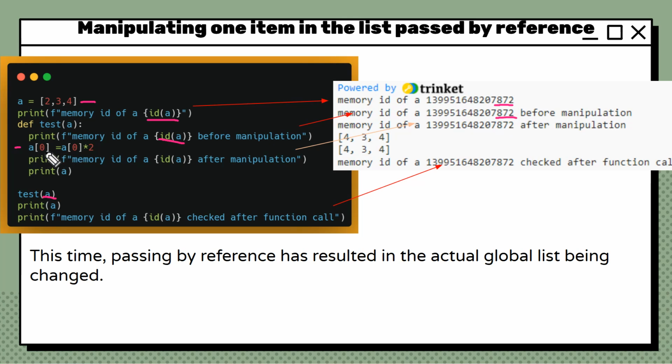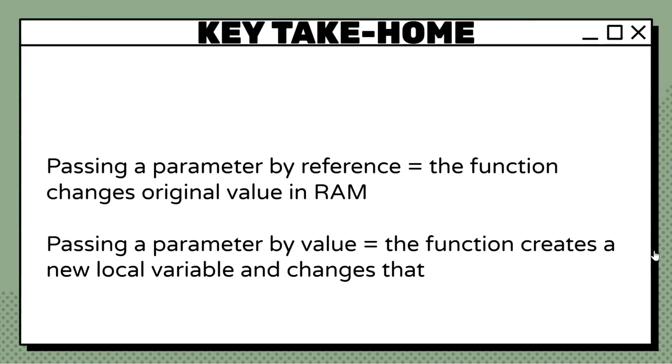We've said A0 equals A0 times 2, so we're referring to that first number 2 there. We've timesed it by 2, so that should be 4. And then after we've manipulated it, if we look at the ID again, we can see that the ID still ends with 872. And then when we print the result of A here, we can see that that 2 got updated, but don't forget this print here is within the function. And then when we print A again afterwards, we know that it's made a change to the actual item in memory. So I know I've waffled on a lot, but it comes back down to this, all right?